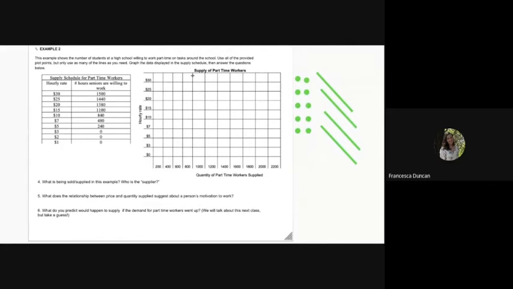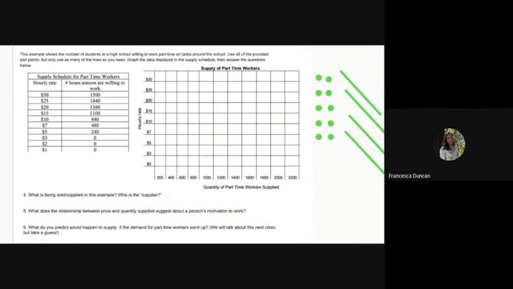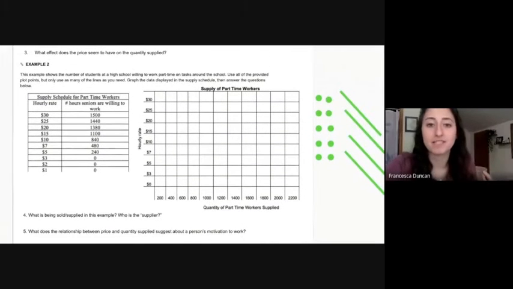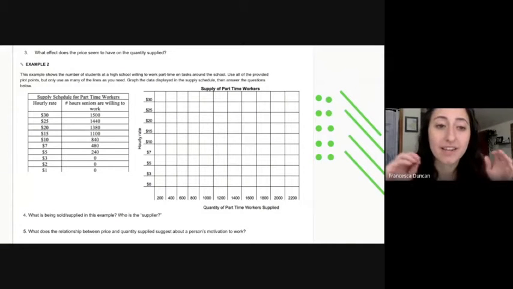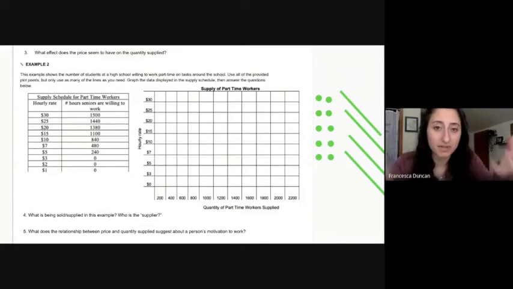curve on a graph. So, if we turn our attention to this example problem here, this is on Google Drawings. It gives us a nice key example of when we might be graphing supply on a curve. So, for example, this one is showing the number of students at a high school, so students like you, who are willing to work part-time around the school. So let's say that your principal needs help moving boxes to get the classrooms ready for hybrid learning. Let's say that's our example.